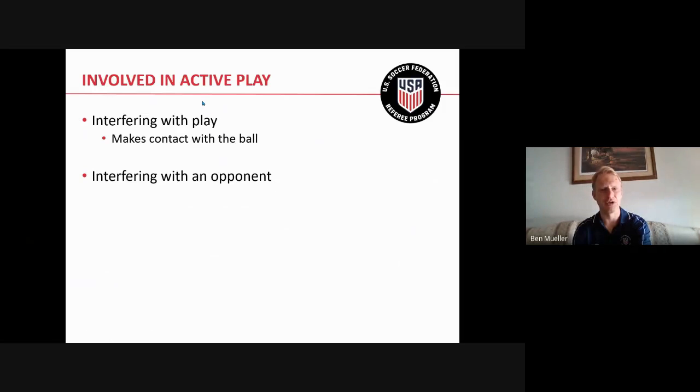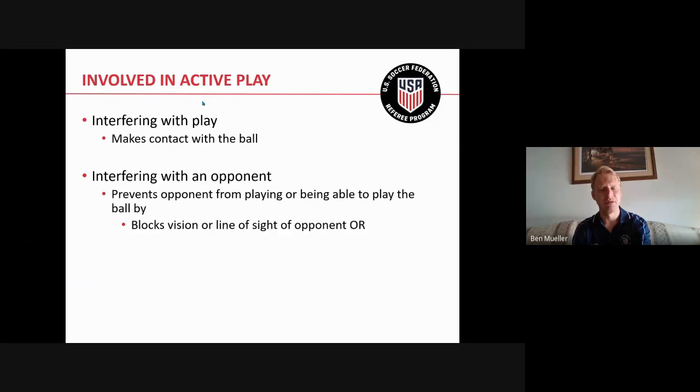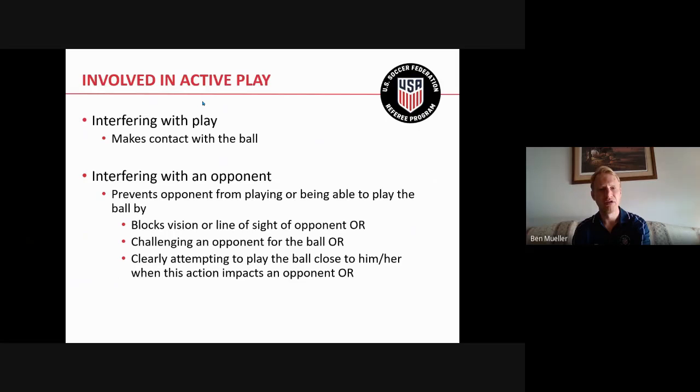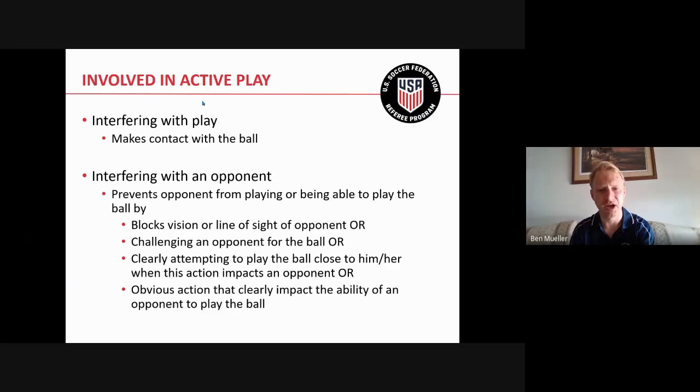What does it mean to interfere with an opponent? You're going to prevent the opponent from being able to play the ball by blocking the line of vision or by challenging an opponent for the ball, attempting to play the ball close to him or her when the action impacts an opponent, or an obvious action that clearly impacts the ability of an opponent to play the ball. So typically when you interfere with an opponent, you're blocking the vision, or you're close enough to an opponent that you're interfering with that opponent or challenging an opponent to go for the ball.